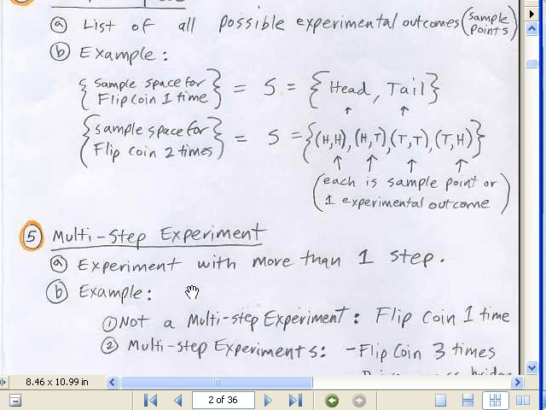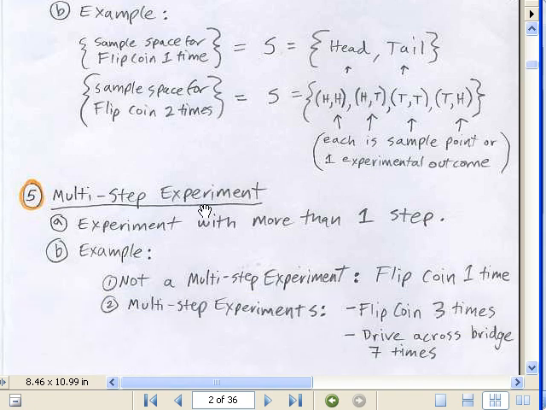Oh, multi-step. That's what this is, a multi-step experiment. It just means an experiment with more than one step. Most experiments are going to have more than one step. Flip a coin 1 time, flip a coin 3 times. Hey, what about drive across the bridge 7 times? Later, we'll try and figure out what the probability of getting stuck in traffic all 7 days is, for example.